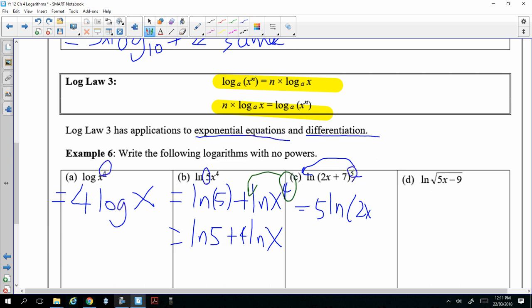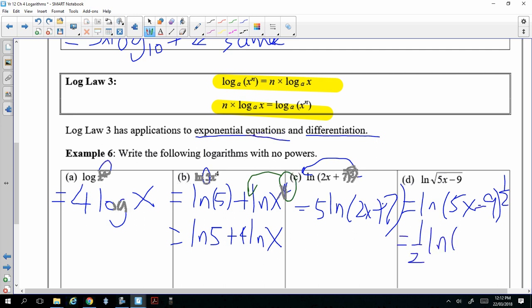And then we'll do one more question. What if it's a square root? We have to write it in index form. What would that be in index form? Half. So you bring the half down. So you get half ln 5x minus 9. Okay? And bring things down.